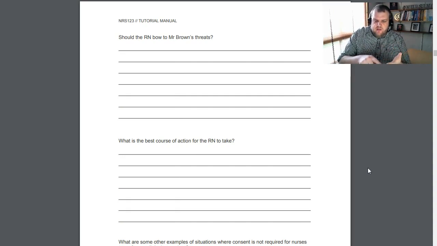So that's an interesting point, and it's a good example of the first week where we talked about professional, legal and ethical standards, because ethically it breaches his autonomy to take blood from him when he really doesn't want it to.